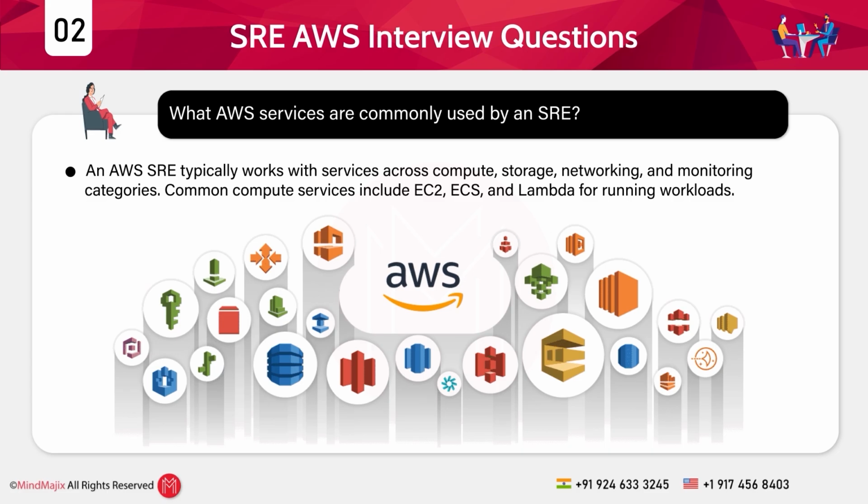And SREs also work with Route 53 for DNS, ELB or Elastic Load Balancer for load balancing, and S3 for storage. So in real world scenarios, SREs combine these services, for example, using CloudWatch metrics to trigger an auto scaling group to add EC2 instances when the traffic spikes. So if you have mastery of these services, this is very much important for effectively managing the uptime and the performance of the AWS-based systems.